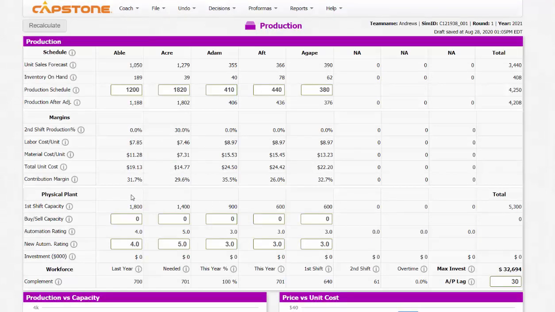If you think that over time your capacity will not be able to accommodate your production schedule, you can buy more capacity here by entering a positive number. Just be mindful that it takes a year to build capacity. So even if you invest in capacity this year, you will only be able to use it next year.